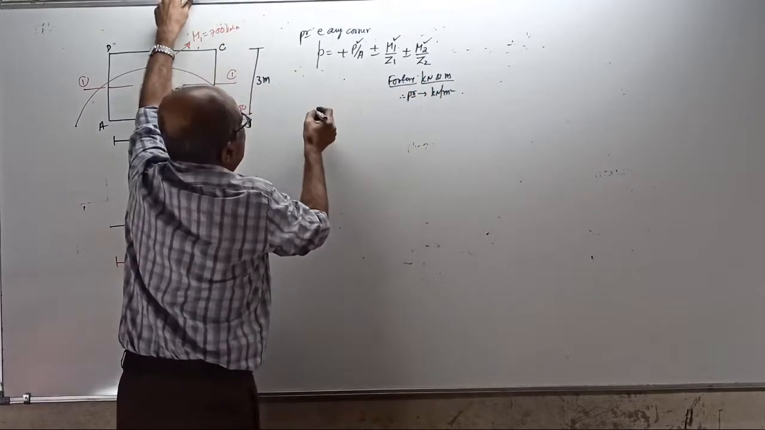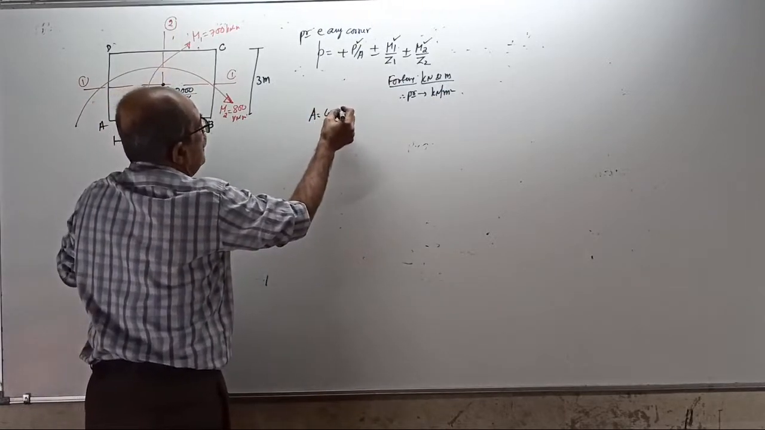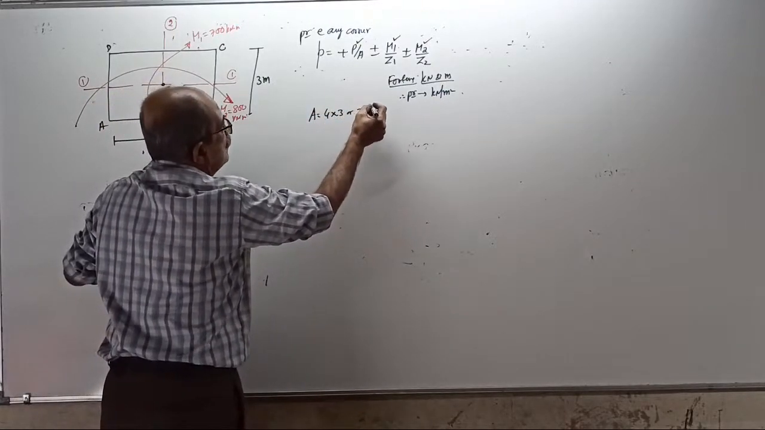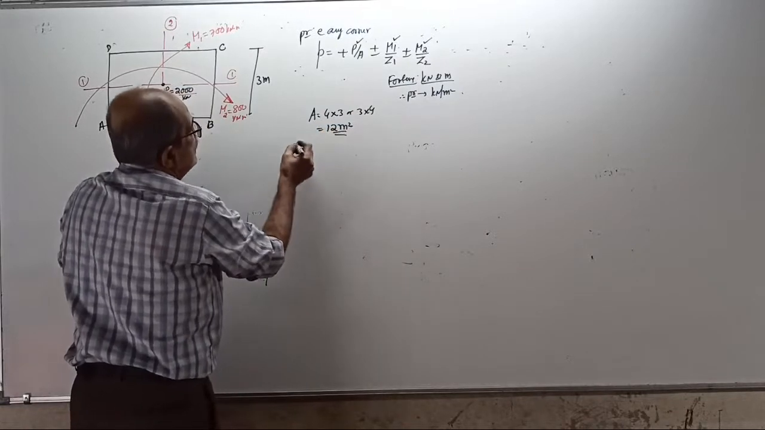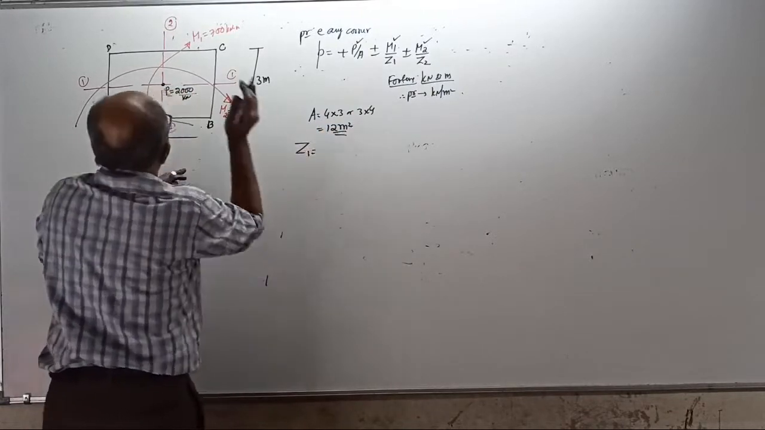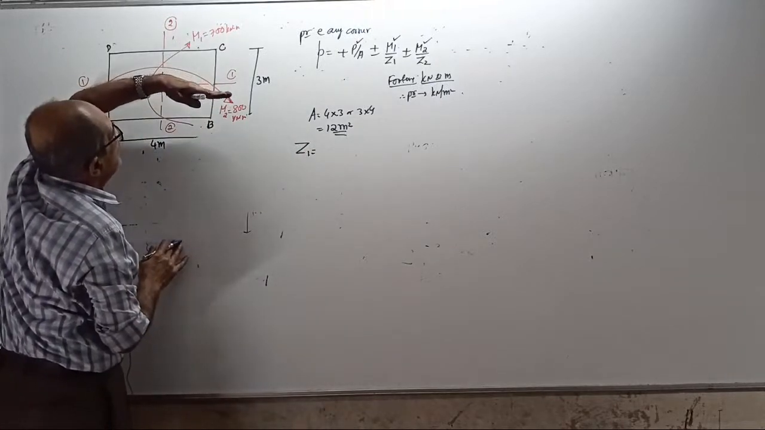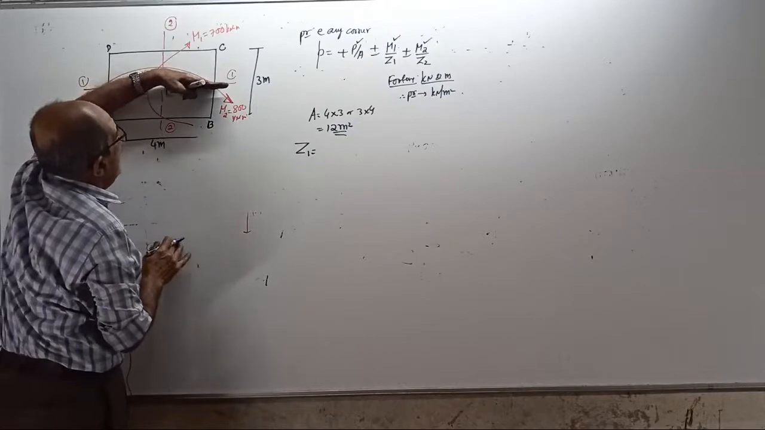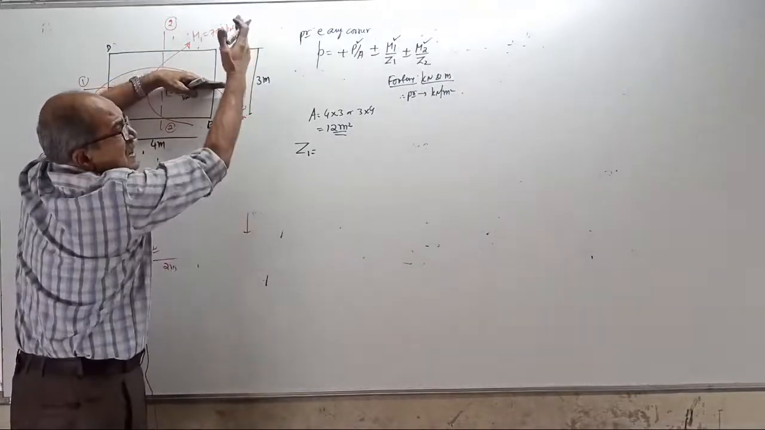Area equals 4 into 3, or 3 into 4, equal to 12 meter square. Z about axis 1 is here. This is axis 1. For this axis, the squaring is 3 meter.